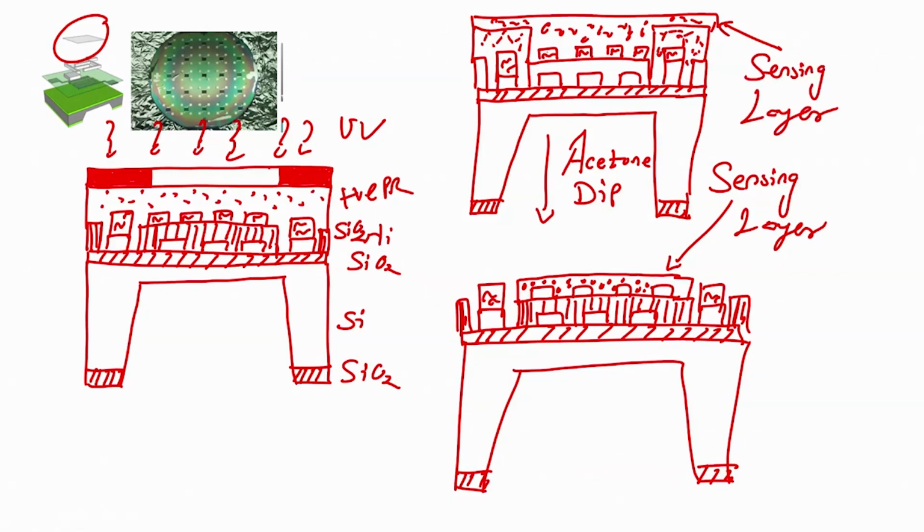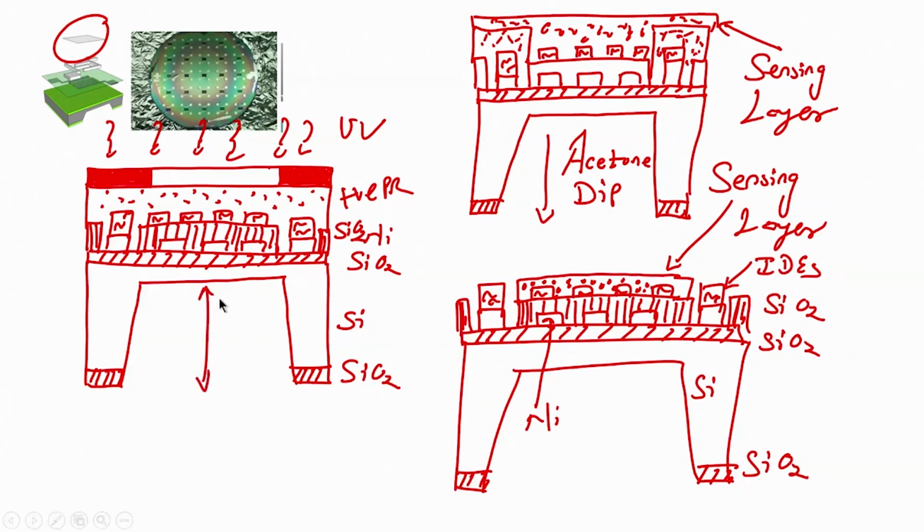So, when I deposit the sensing layer on this kind of pattern and dip the wafer in acetone, I will have a sensing layer. I have interdigitated electrodes, right. I have silicon dioxide, I have a silicon diaphragm, and I have my nickel micro heater. You see, this is your complete sensor, and bulk micromachining is where I have etched my silicon.